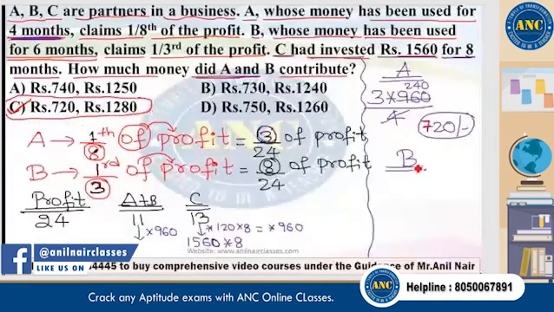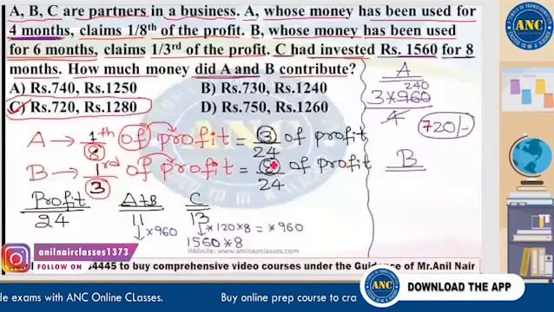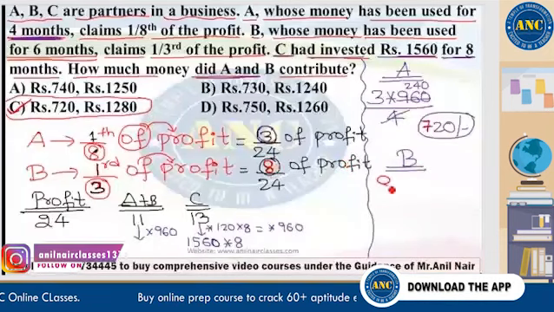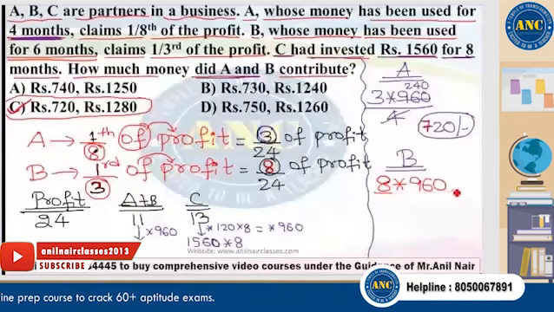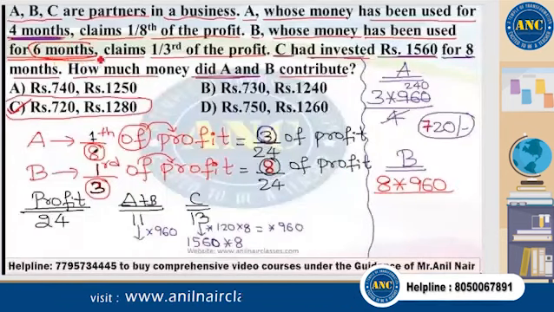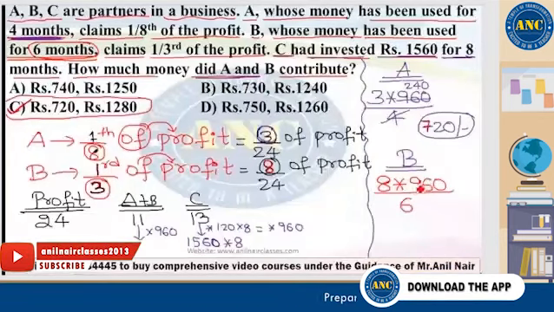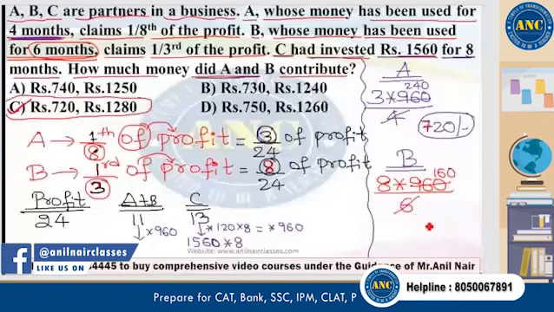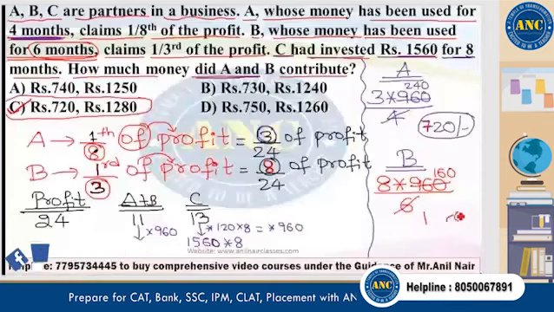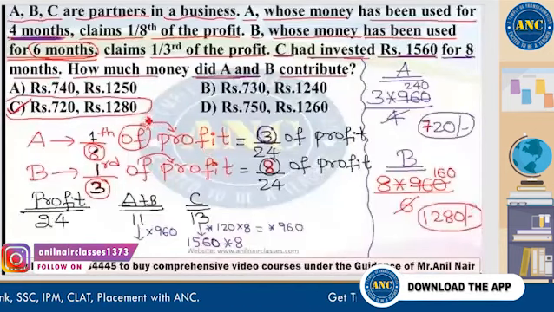But if you want to find B's value, please check it out. B is contributing 8 rupees out of 24 and the multiplying factor is 960, and B is investing for 6 months. So for 1 month, I should divide by 6. 960 divided by 6 is 160, so 160 into 8 gives 1280. The answer for this question is 720 and 1280.